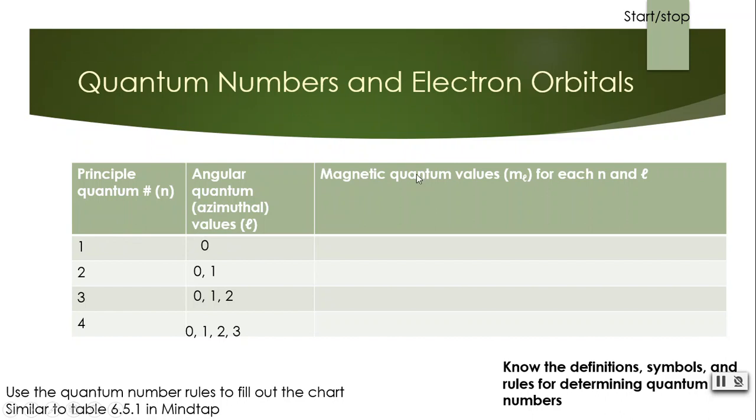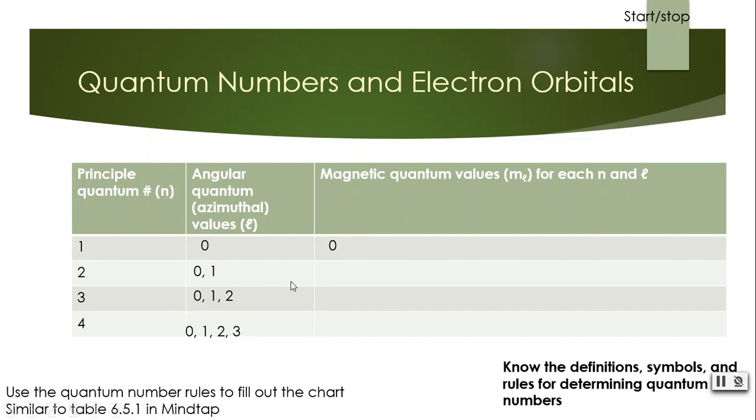The magnetic quantum numbers are related to the L value. For every L value, there is a range of m sub L values from negative L to plus L. So if I have an L value of 0 for n equals 1, my magnetic quantum value is just 0, because there's no negative 0. It's just 0.